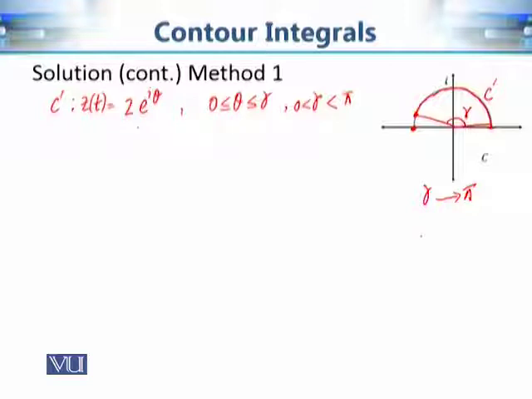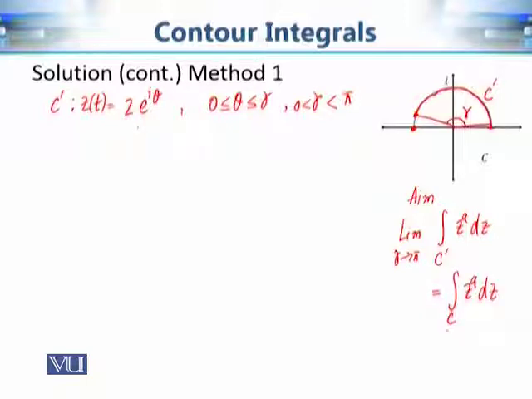And what are we going to do? Let me write down the aim here. The aim is to evaluate this integral along this contour C prime, z raised to power a dz, and then take the limit as gamma approaches pi, and this is going to give us the contour integral of z raised to power a dz along the contour C, which is our required contour integral.